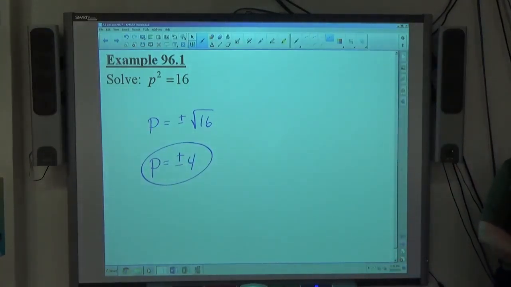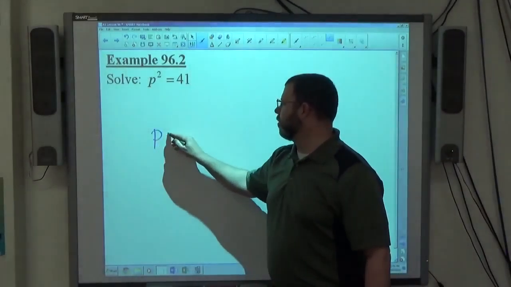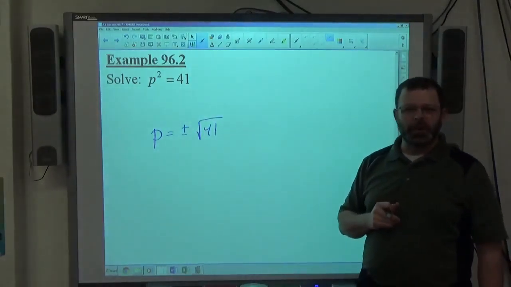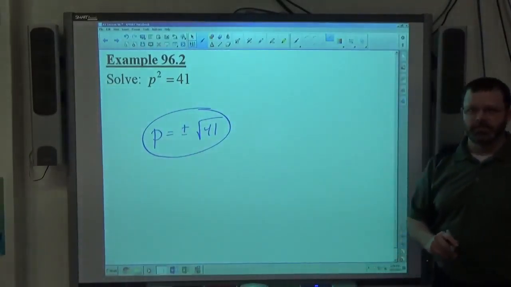So that's how the difference of two squares theorem works. Just letter squared equals number, letter equals plus or minus square root of number, work out if possible. Example 2, p squared equals 41. So p is equal to plus or minus the square root of 41. 41 is a prime number, can't be broken down whatsoever, so I can't do anything else to that. That's the answer.